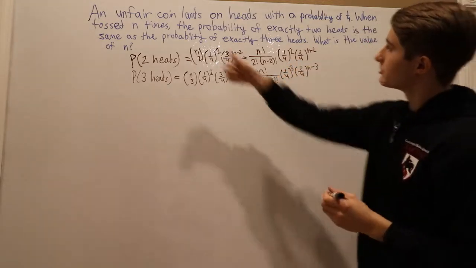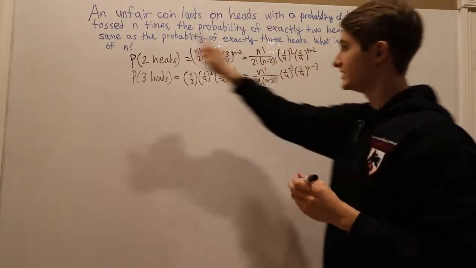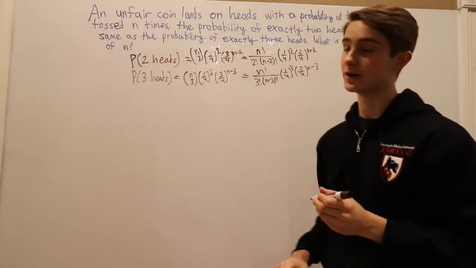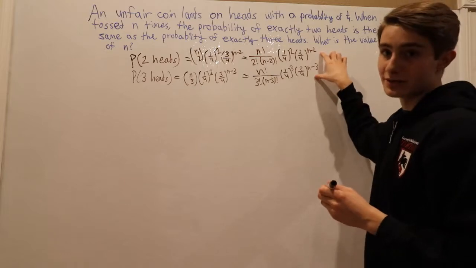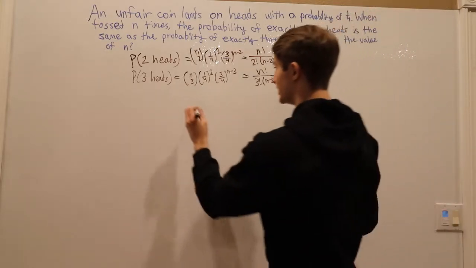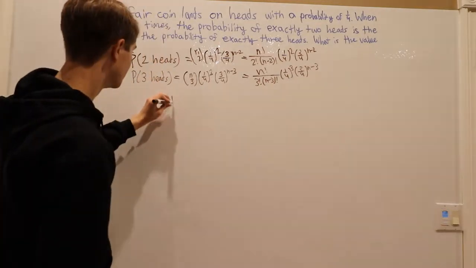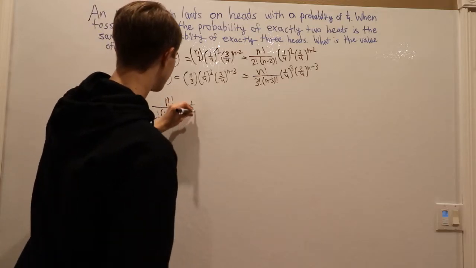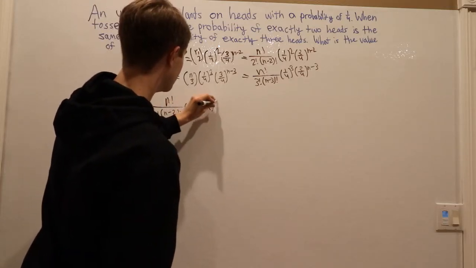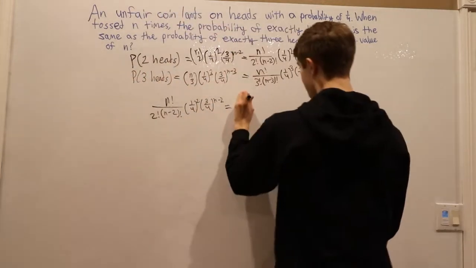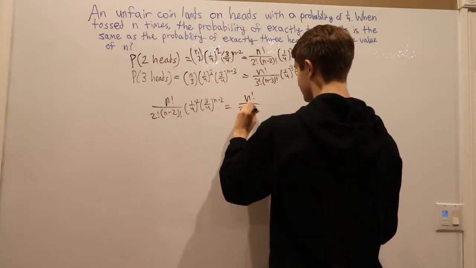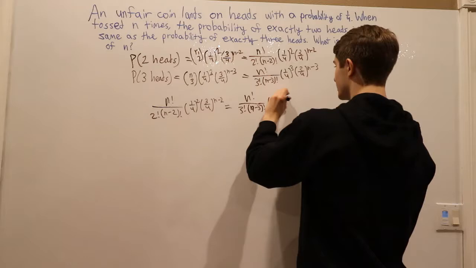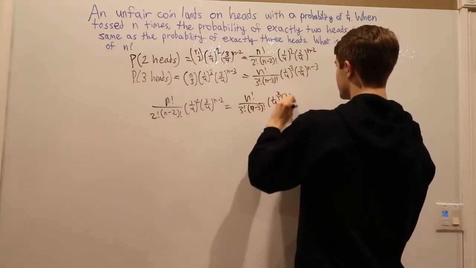And now they say the probability of exactly 2 heads is the same as the probability of exactly 3 heads. That means these 2 probabilities are equal, so these 2 expressions have to be equal as well. We can use that by setting these 2 parts equal to each other. That gives us n factorial over 2 factorial times n minus 2 factorial times 1/4 squared times 3/4 to the n minus 2 equals n factorial over 3 factorial times n minus 3 factorial times 1/4 cubed times 3/4 to the n minus 3.